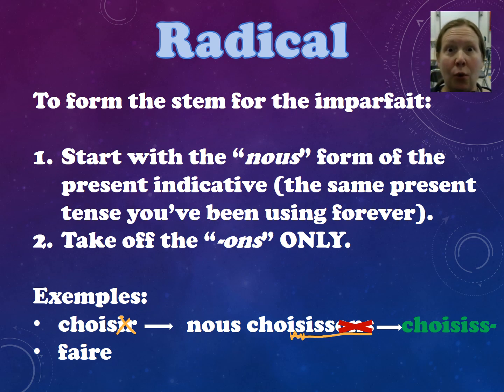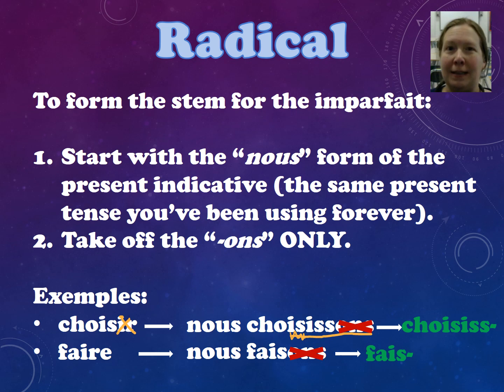Again, really important here to start with the nous form of the verb, because if you start with the infinitive, you're going to end up with something that's not what you want. Faire is an irregular verb. Doesn't matter, we're still going to take the nous form, nous faisons. We're going to take off the ONS, and then we end up with fais.